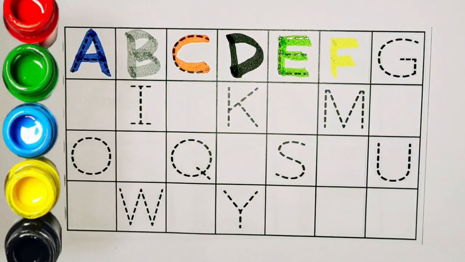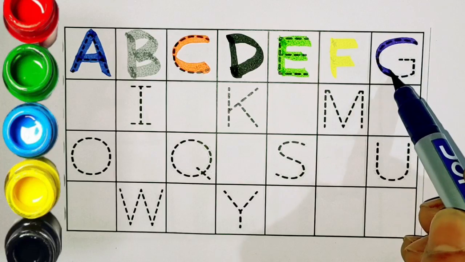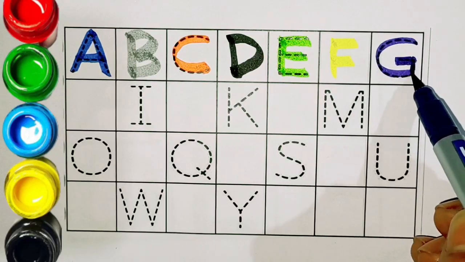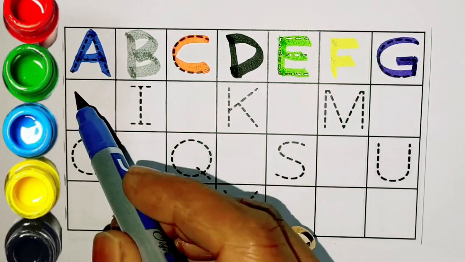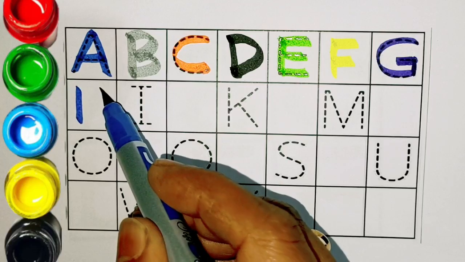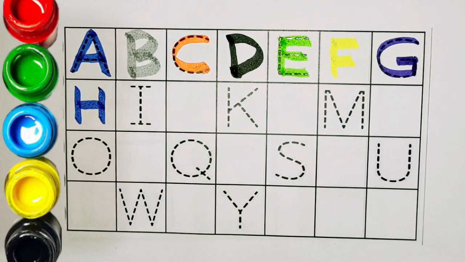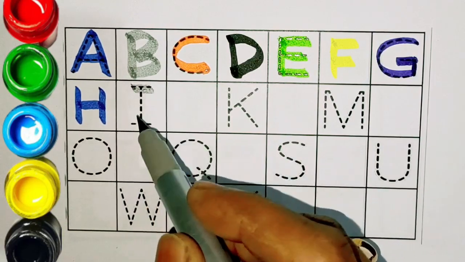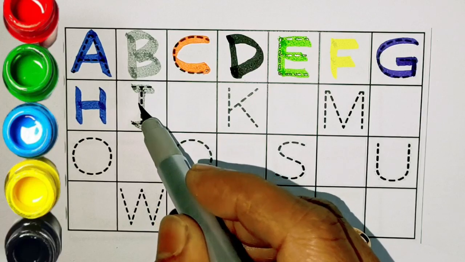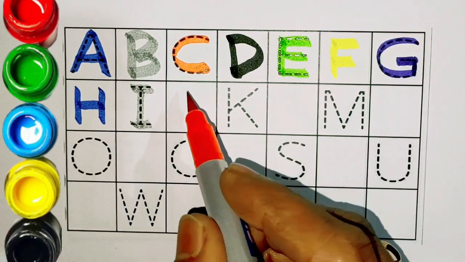F for fish. F for fish. Blue color. G for grapes. G for grapes. Sky blue color. H for horse. H for horse. Silver color. I for ice cream. I for ice cream. Red color.